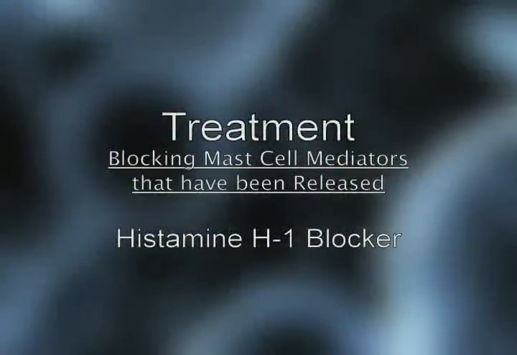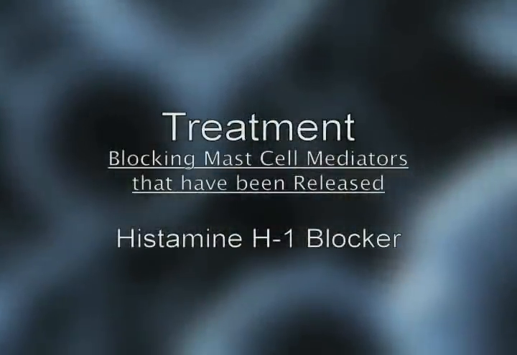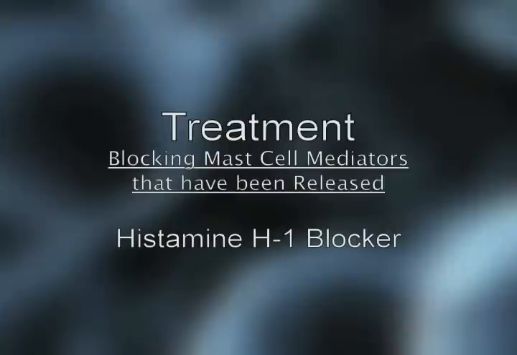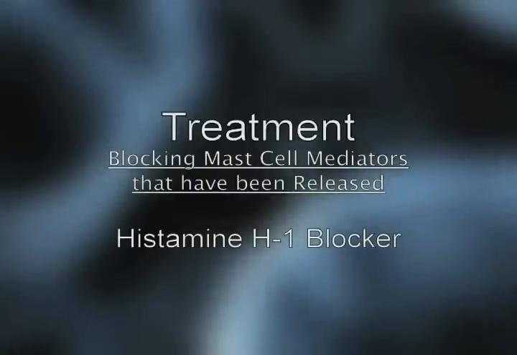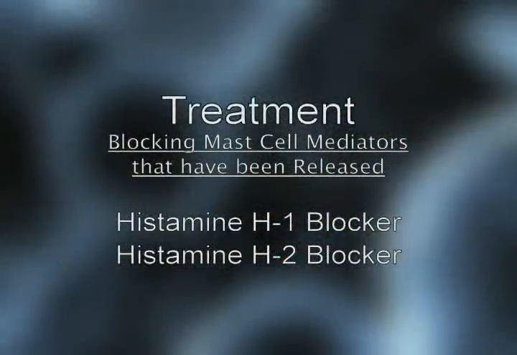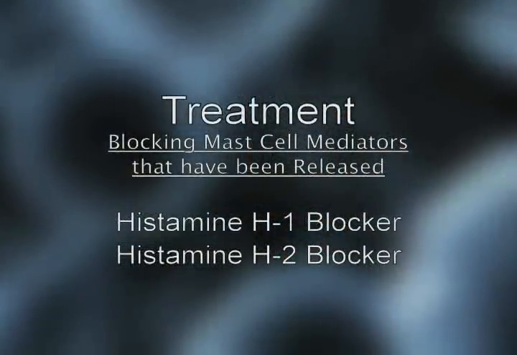The second line would be to block the receptors of the mediators that have been released. We would direct our treatment towards the offending chemicals. For example, we would use a histamine H1 blocker to block the effects of histamine on H1 receptors. And those would be traditional antihistamines, which might be Allegra, Claritin, Zyrtec, Benadryl, which block that receptor. We'd use a histamine H2 blocker, and popular ones there are ranitidine or Zantac. Those would be the initial things that we would do.